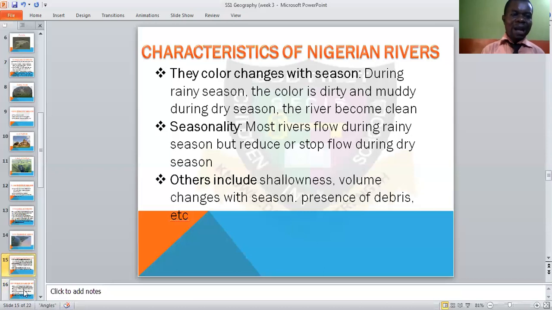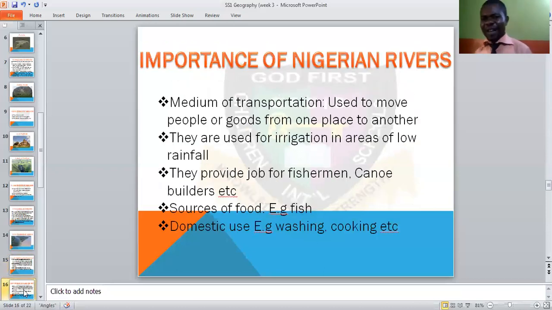Then we need to look at importance of Nigerian rivers. We need to touch them too. One is a medium of transportation. We use rivers or water or lake, talking about drainage now, to move goods and people from one place to another. Somebody enters a canoe, carries passengers, and drops them in another place, moving from Ketu to Island or to Badagry. They are also used for irrigation.